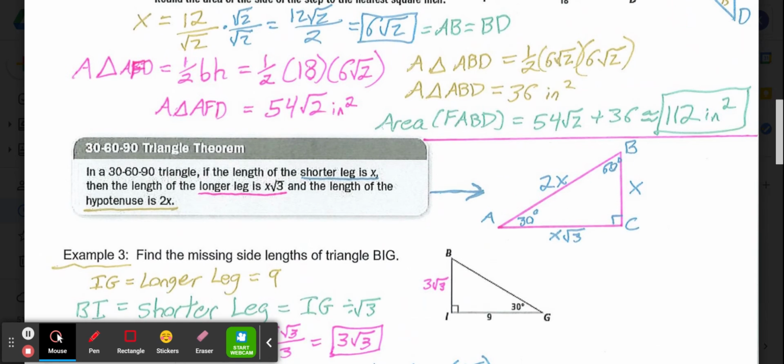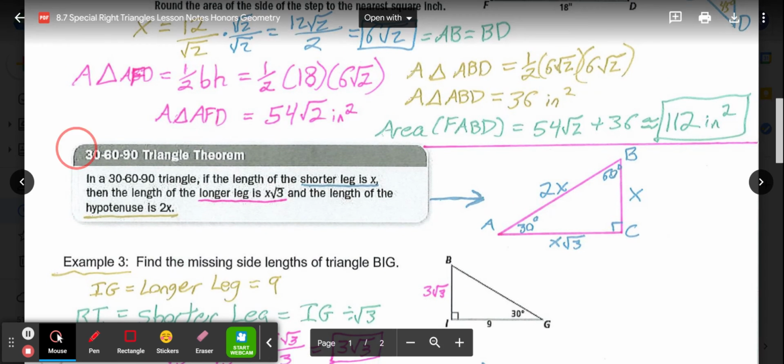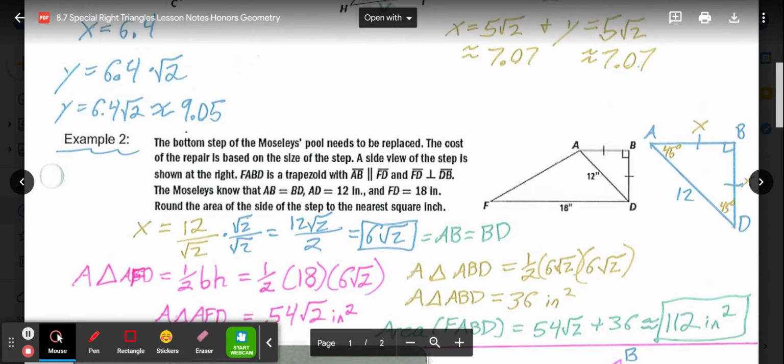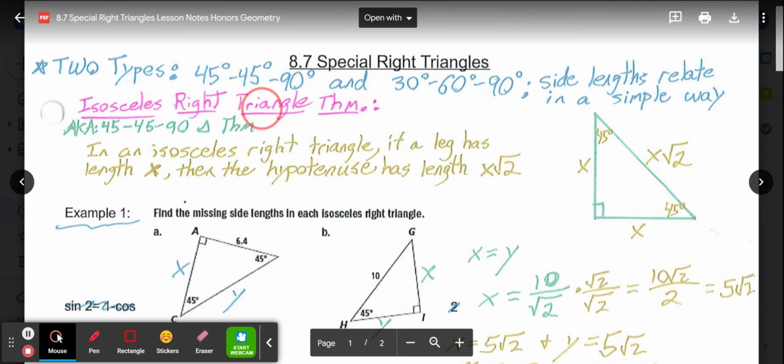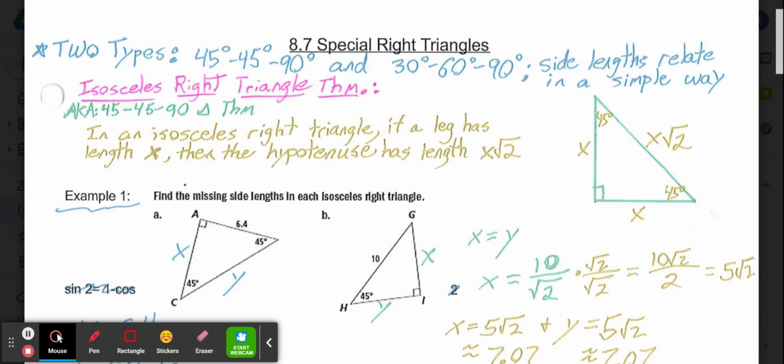So again, for 30, 60, 90, use this theorem here. For 45, 45, 90, use the isosceles right triangle theorem or the 45, 45, 90 triangle theorem. Same exact thing.